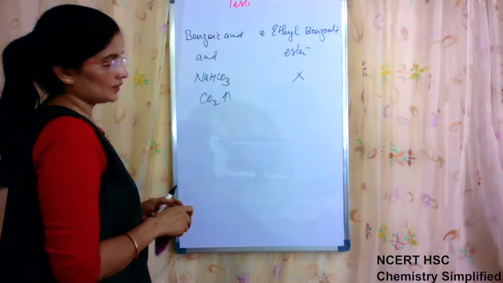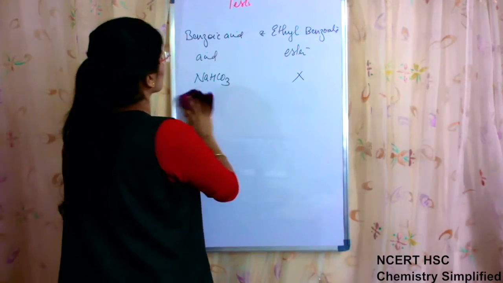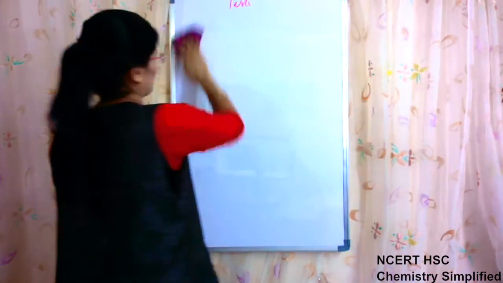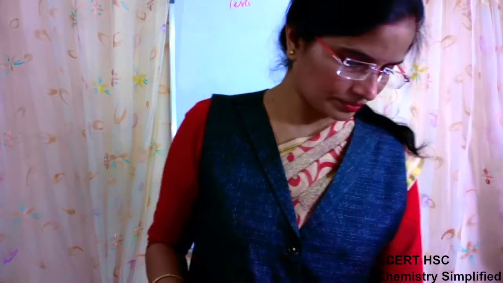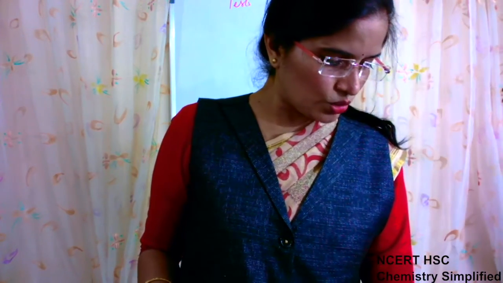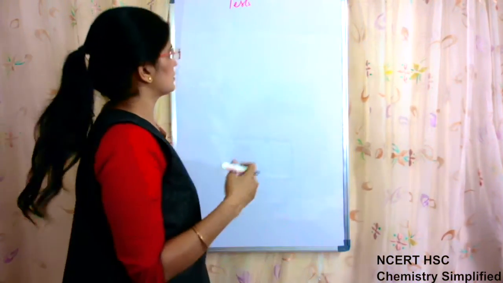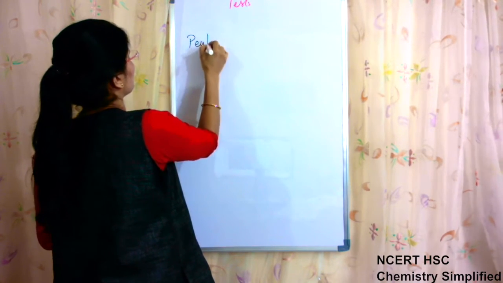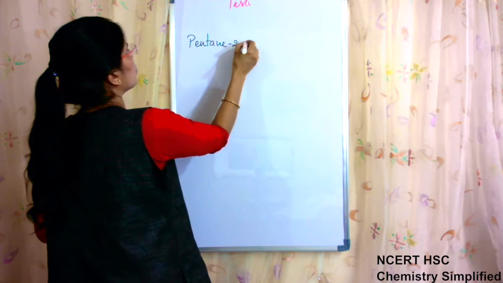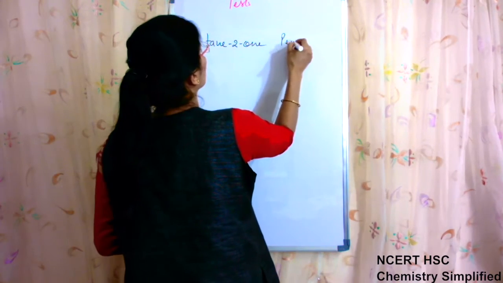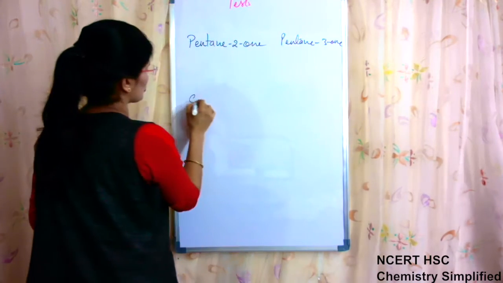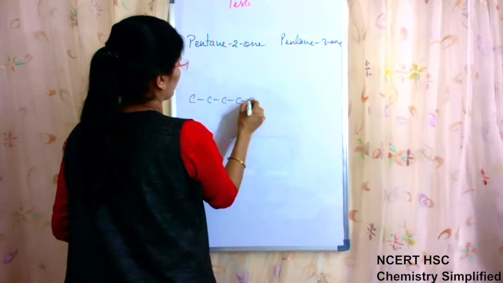Okay. Then next, pentane 2-one and pentane 3-one. I had discussed this test when I was discussing the iodoform test. Pentane 2-one and pentane 3-one. Okay, so 1, 2, 3, 4 and 5.